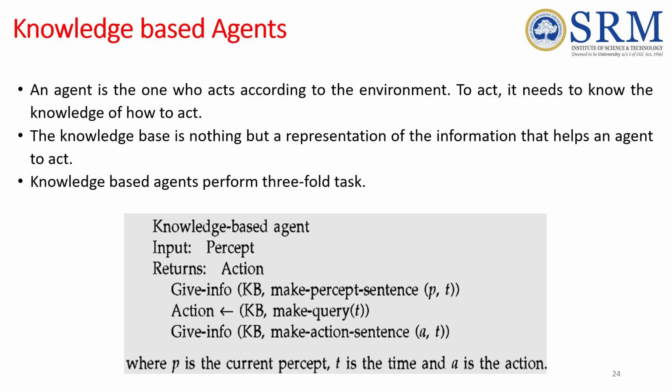Finally, concluding with the knowledge based agent. A knowledge base is used to store information about the environment and make intelligent decisions. The agent receives the percept, stores it in the knowledge base, queries the knowledge base to determine the best action, records the action taken, and then executes it. The cycle enables an agent to act intelligently in a dynamic environment.